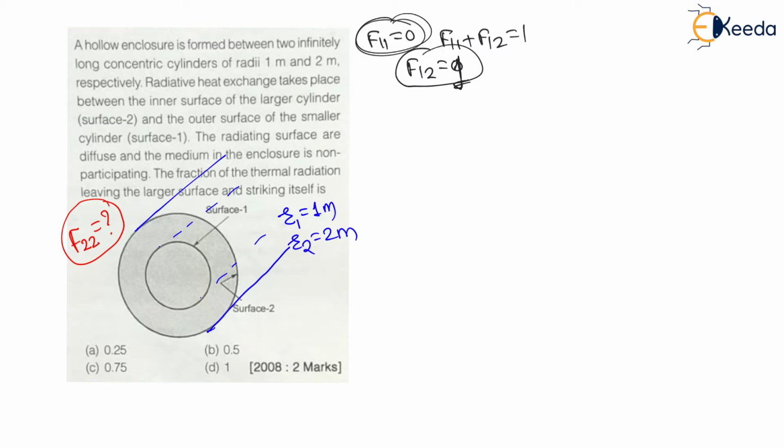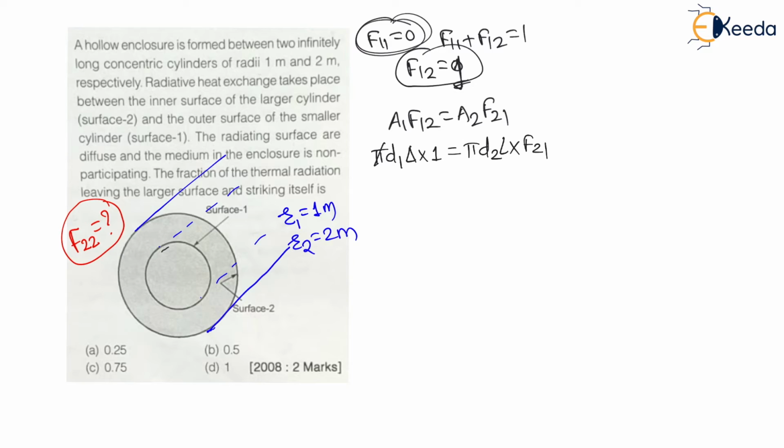Right. Now, let us use the reciprocal theorem. As per reciprocal theorem, A1 F12 is equal to A2 F21. Right. And as it is cylindrical surface, now here the outer surface area of the inside cylinder and inner surface area of the outside cylinder are in contact for the radiation heat exchange. Therefore, here areas are surface area. Therefore, A1 is pi d1 L into F12 which is 1, is equal to A2 which is pi d2 L into F21. We have to calculate, right?